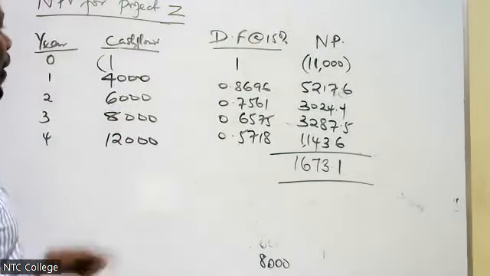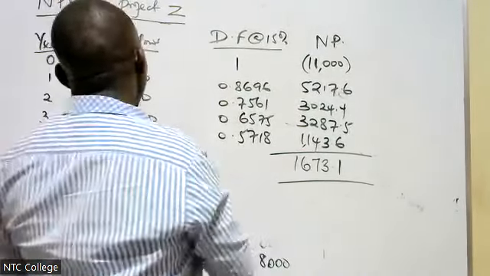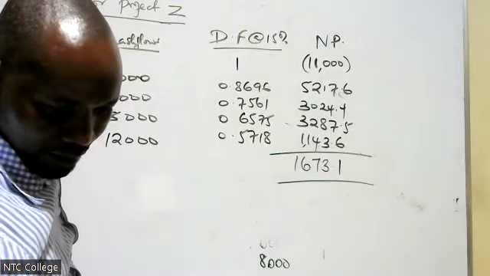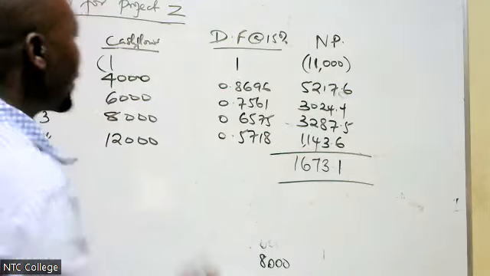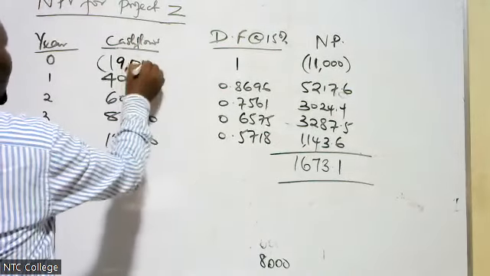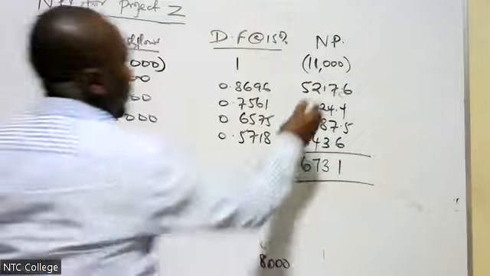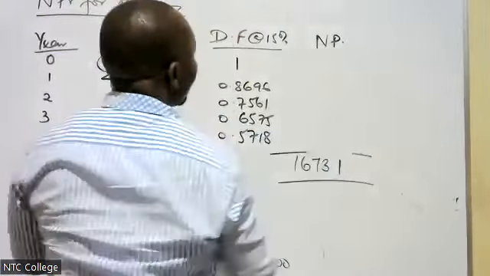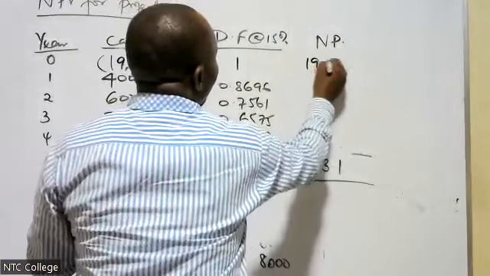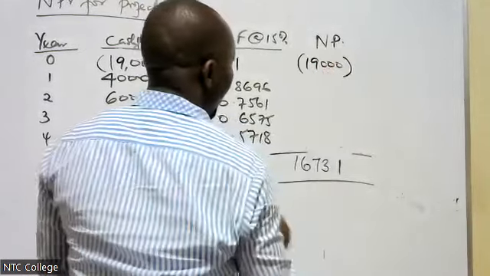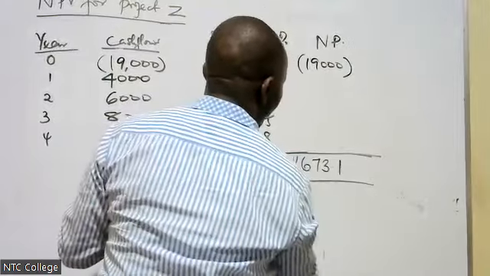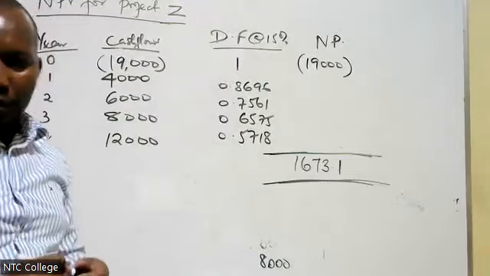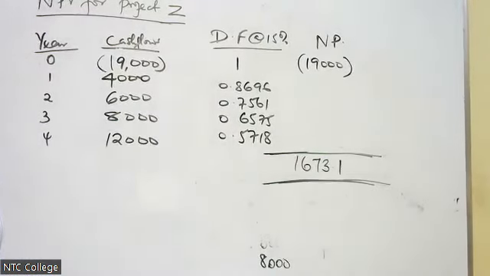Okay. Now the rest we can use the same one here. Discounting factors remain the same. The only thing that we're now changing is the outlay. Calculate for me this one again. So you have there 19,000 cash outlay. Then you can do the rest. Calculate that.